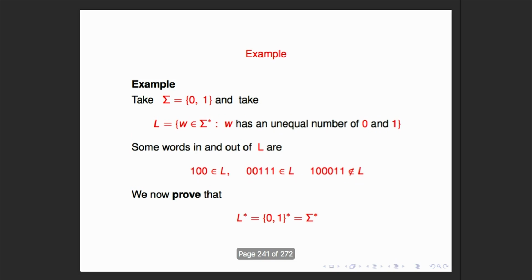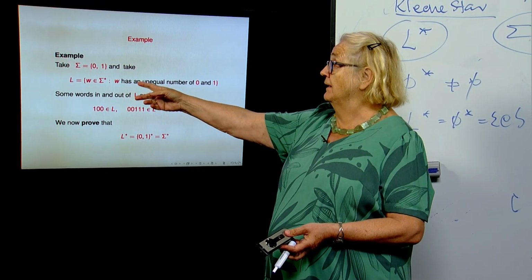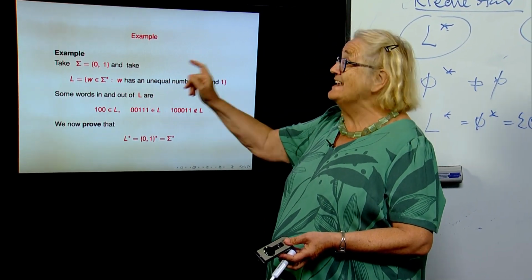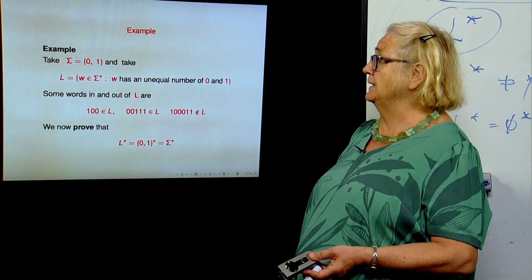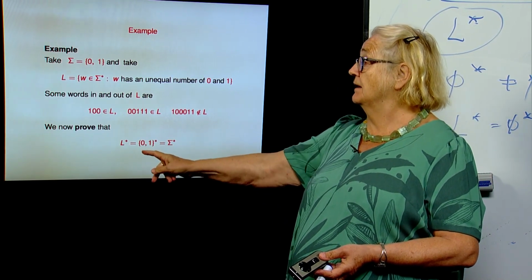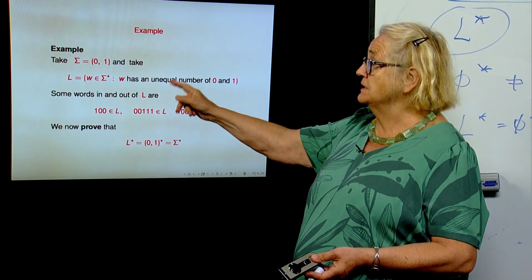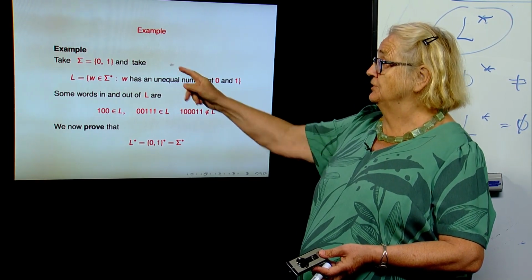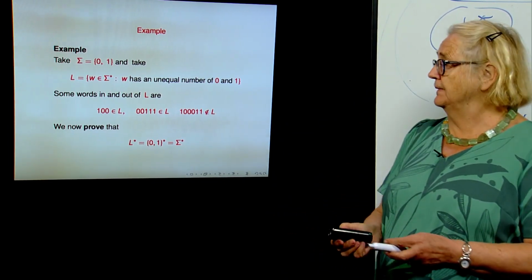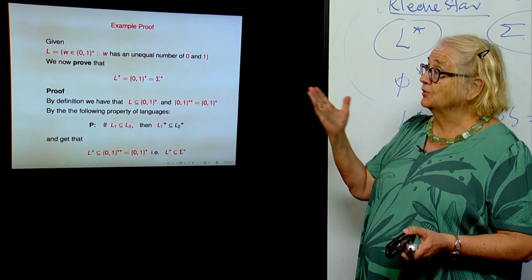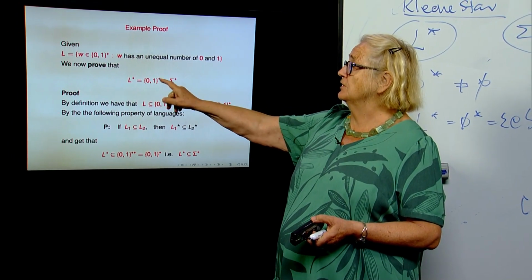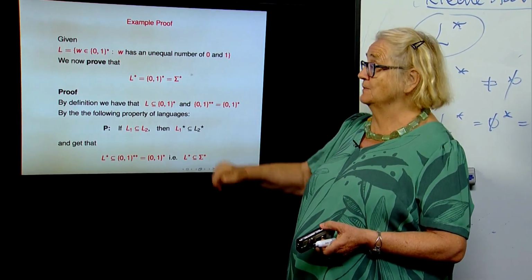Can you have a non-trivial example? Here's a non-trivial example. If you have sigma {0, 1}, and you take all w's such that w has an equal number of 0s and 1s, and we prove that L star is sigma star. Very nice. So let's prove that L star, which is {0, 1} star, is sigma star.